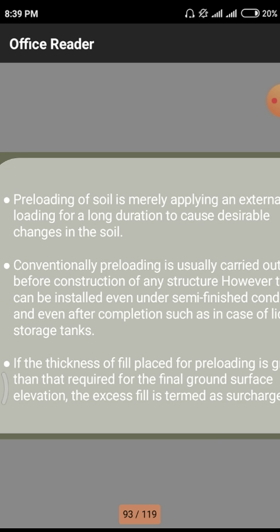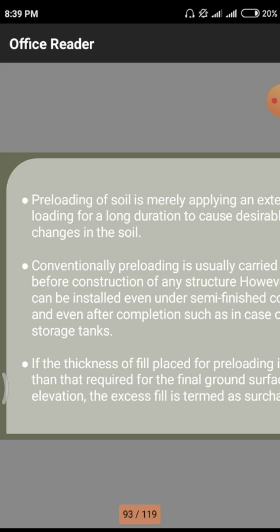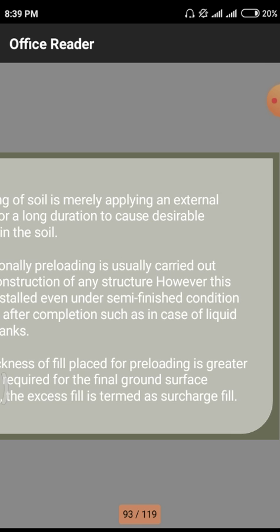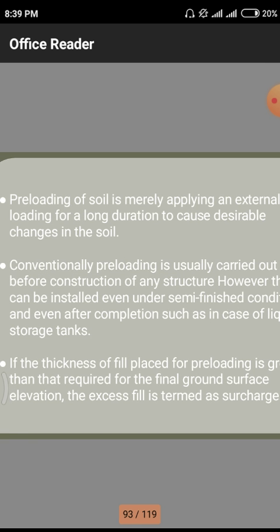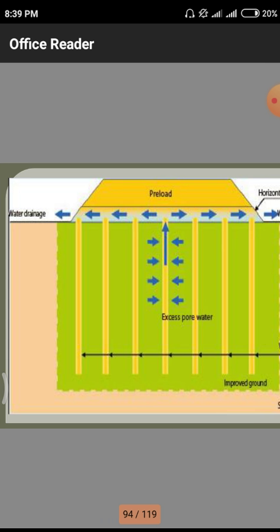Next one, the thickness of the fill placed for preloading is greater than that required for the final ground surface elevation. The total structure is located at a particular depth, and the preloading techniques are applied at a particular level. There may be some difference between those two from the ground surface in terms of elevations and other conditions. Excess fill is termed a surcharge fill. These things we need to locate in this diagram.